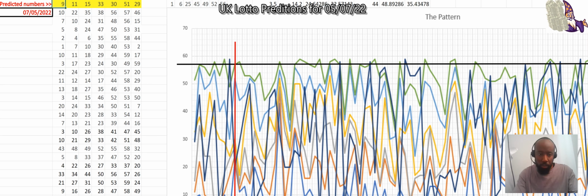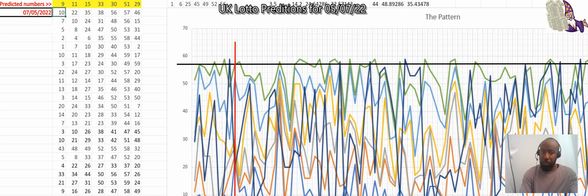So let's delve in. You can see my screen straight away. At the very top, you can see the predicted numbers from my very last draw. This number here is always the very last draw that came out, the last results. And then this is the date for today. So we're doing today's prediction, basically. UK Lotto predictions, to be exact.